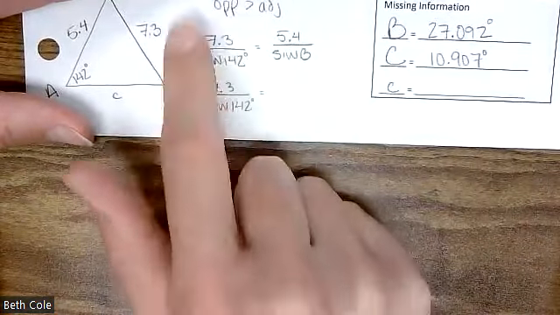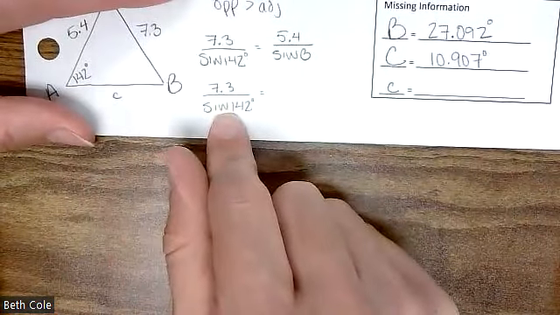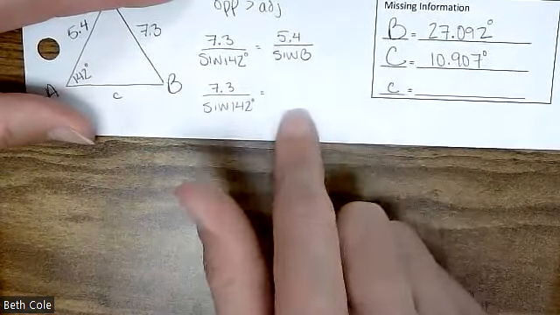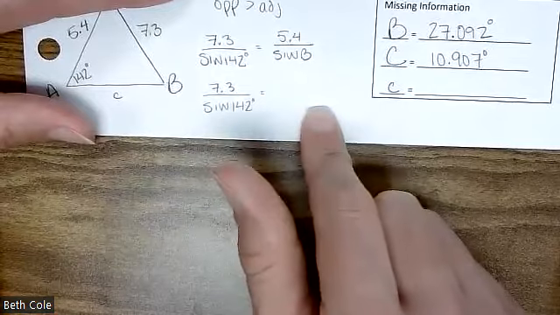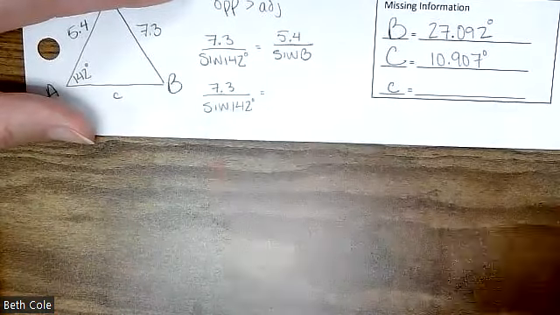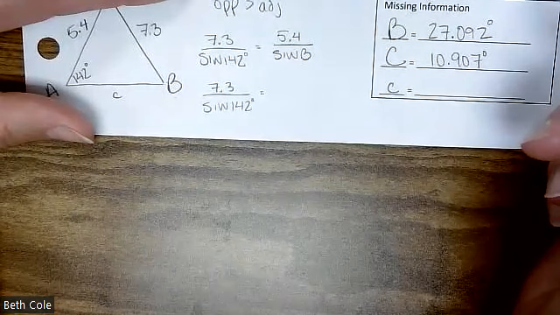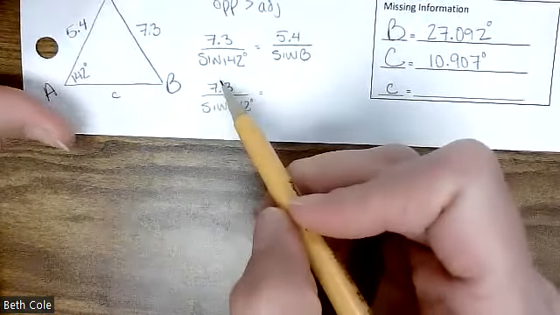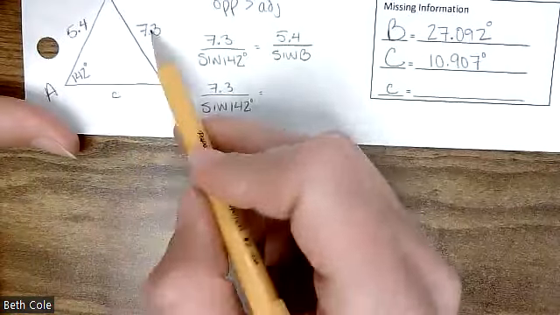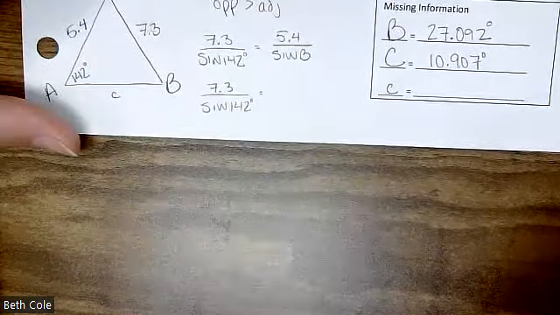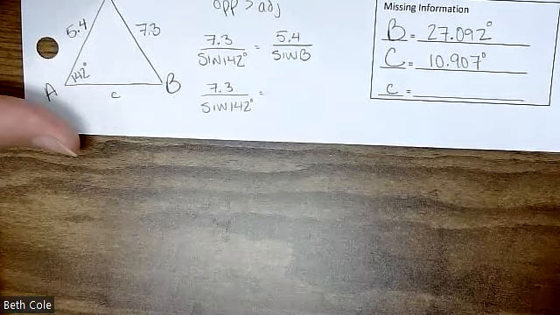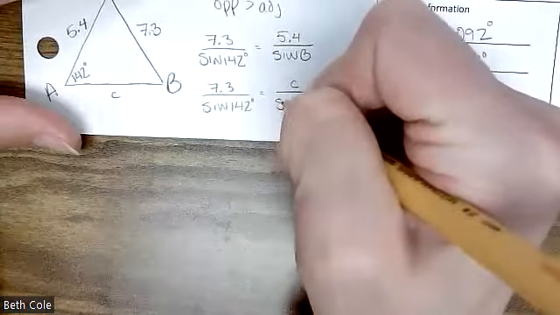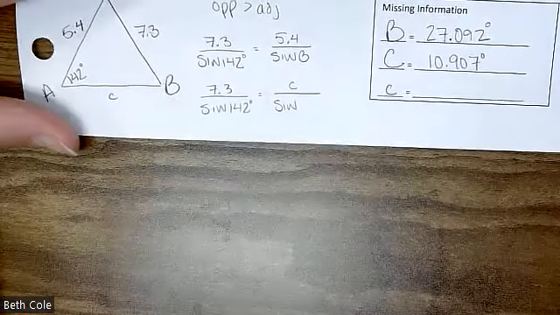And this is why I tell people to just go ahead and write this twice in the first place, because by the time you get here, you're going to forget what on earth you're doing. We're looking for baby c. So what goes on the other side of this proportion here? We did 7.3 over sine of 142. Those are across from each other. What's going to go over here? Little c, good. Over sine of, and what was big C?